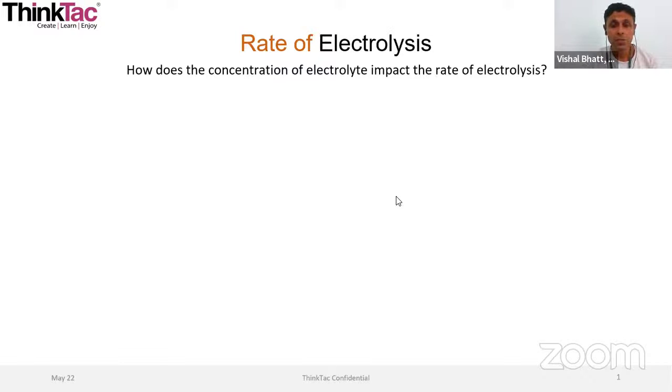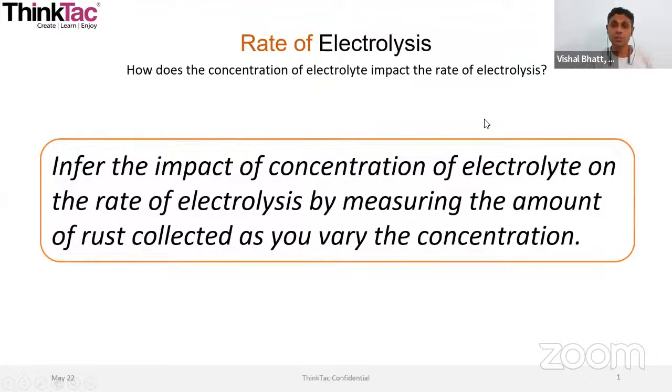And based on the concentration of salt, how would the rate of electrolysis change? That is the question we want to find an answer to. So the problem given to us is to infer the impact of concentration of electrolyte on the rate of electrolysis. And how are we going to do that? We will do a measurement of the amount of rust collected.